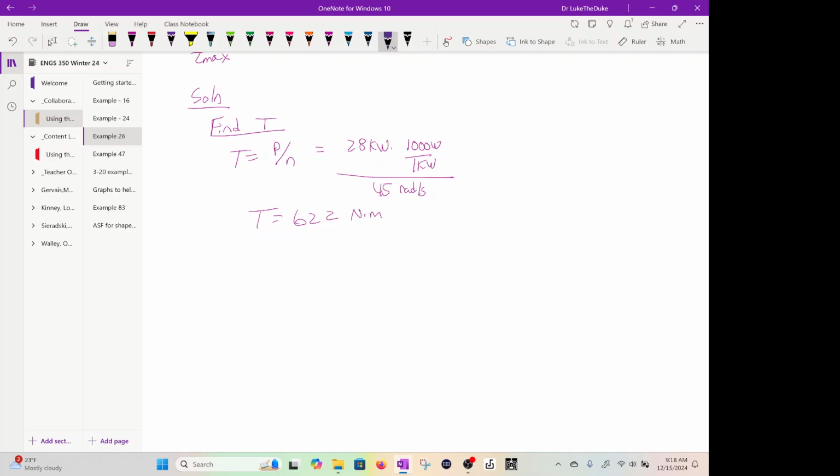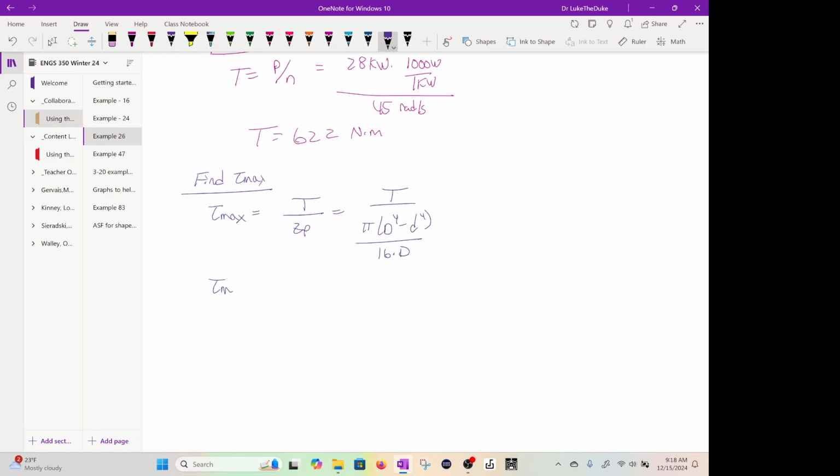And now we're going to find tau max. So tau max equals T over Zp. Again, use the right formula: pi times big D to the fourth minus little d to the fourth, over 16 times D. And let's go ahead and plug this in.